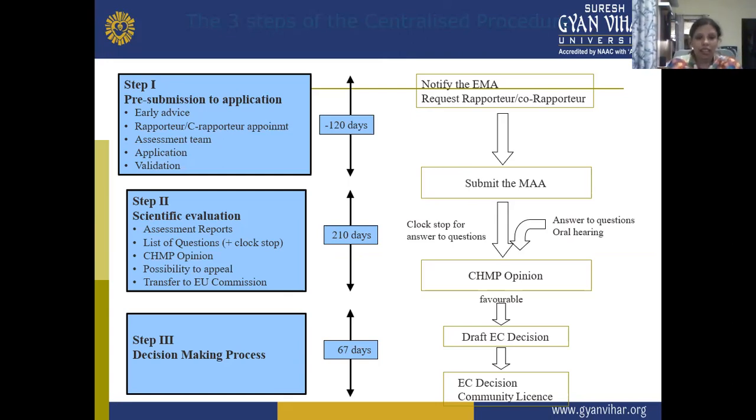Now, the last, the third step, is the decision-making process. In the third step, the decision-making is done by the EMA and it will take around 67 days. So this is the time. This time may increase also. There are very few chances of the time decreasing, but normally this time is given, though it may also increase. Okay, so the first step is pre-submission of the application.